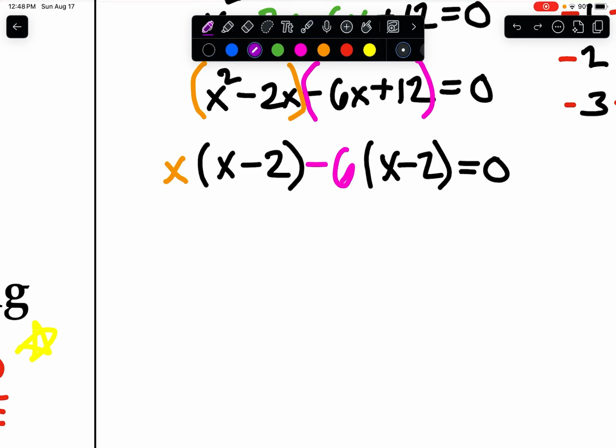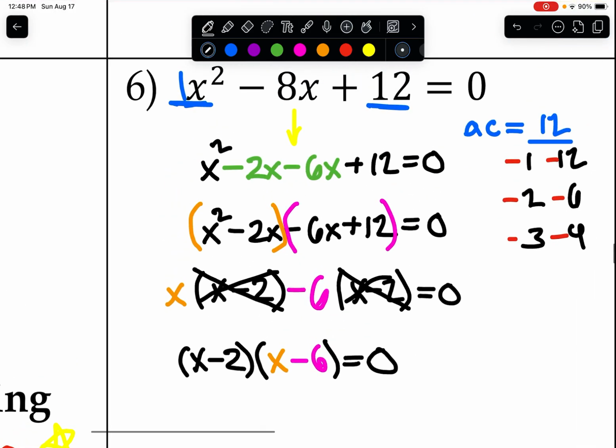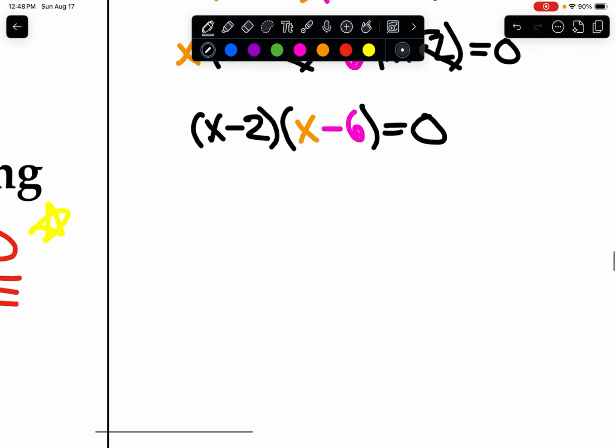So when I take out that x minus 2, what that leaves me with, so these would then go away, which is going to leave me with x minus 6. So this right here, x minus 2 times x minus 6, would be your factored form. And because we're solving, we need to keep going. So if I'm solving, I'm going to take each of these binomials and set them both equal to 0 and solve. So x minus 2 equals 0, x minus 6 equals 0.